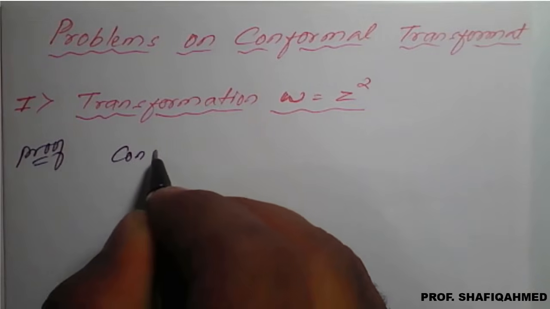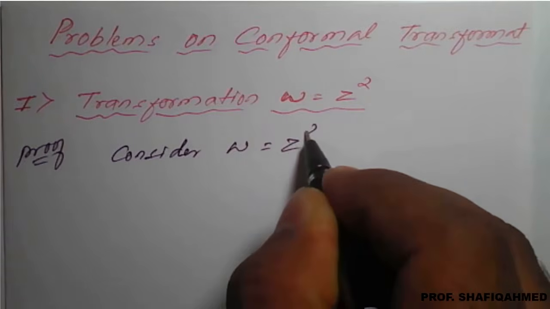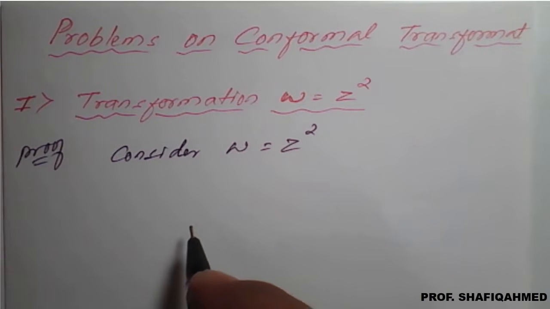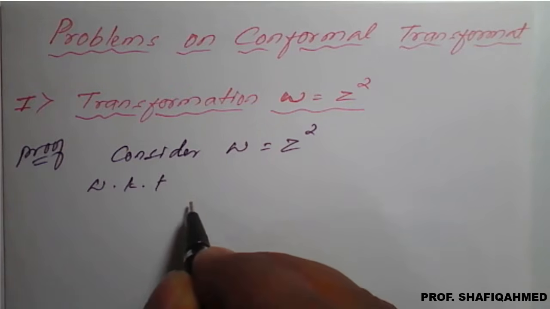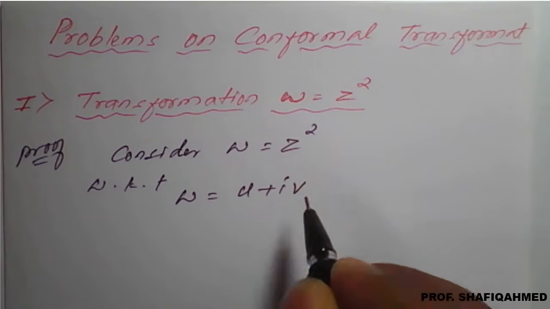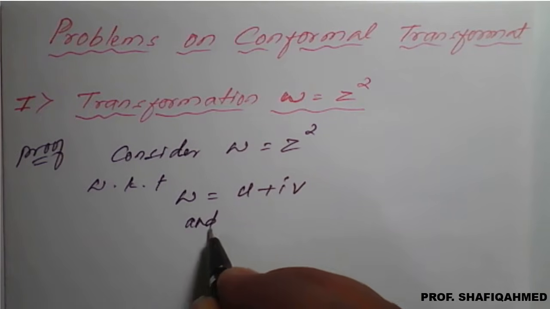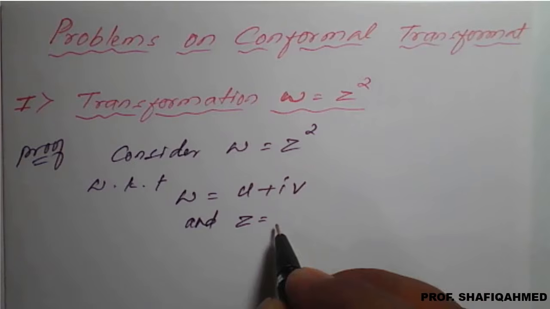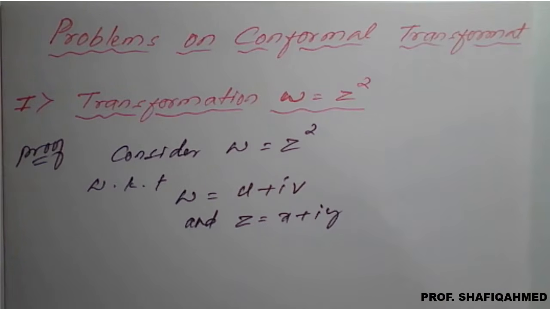So consider omega is equal to z square. This is the first conformal transformation. We'll see what happens here. We know that omega is always u plus iv, and also we have observed that z in Cartesian form is given by x plus iy. So these are the two results we have already seen in the previous sessions.